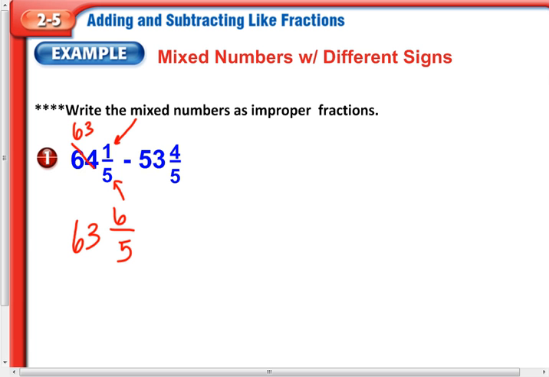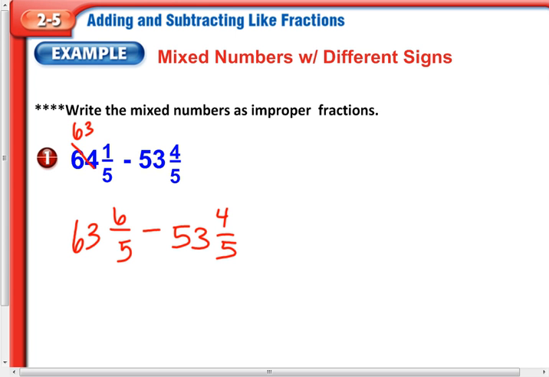And you have 63, right? Take away 53. Your fraction, well, your denominator is 5. And then we have our numerators up here. So we have 6, take away, there's the minus sign right there, 6 take away 4. Now you can go ahead and do your operation here.